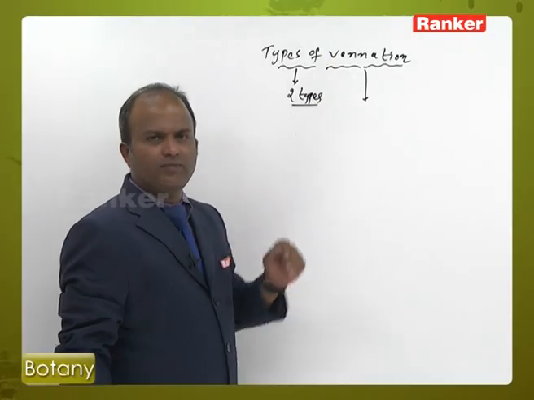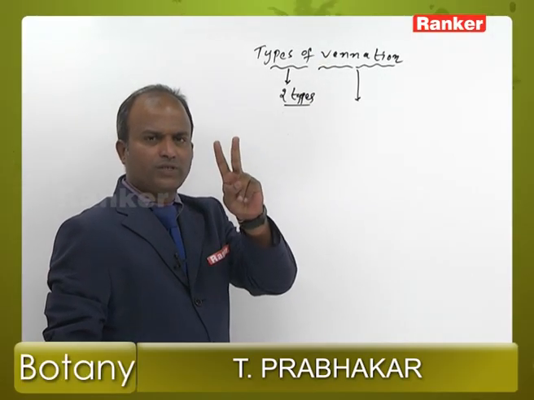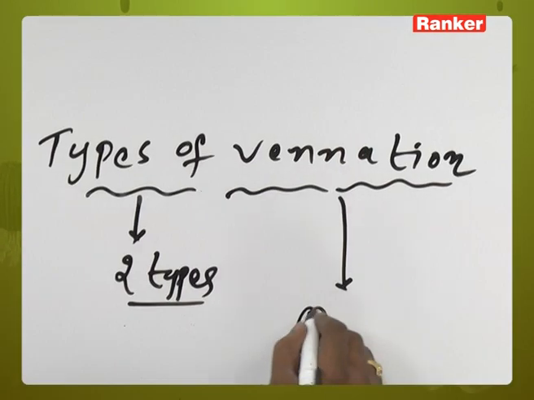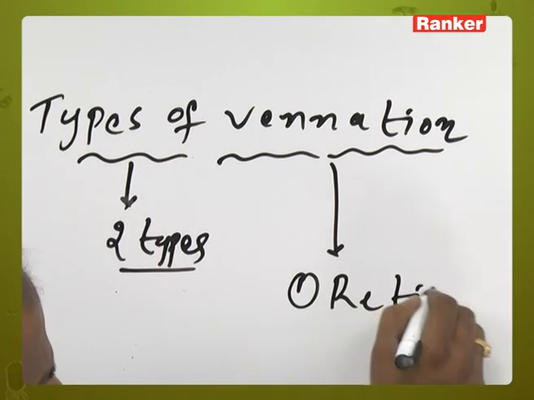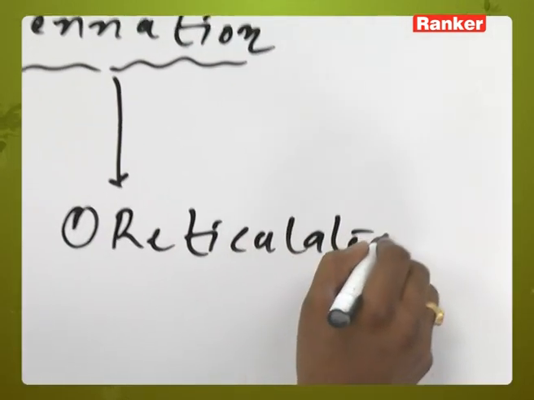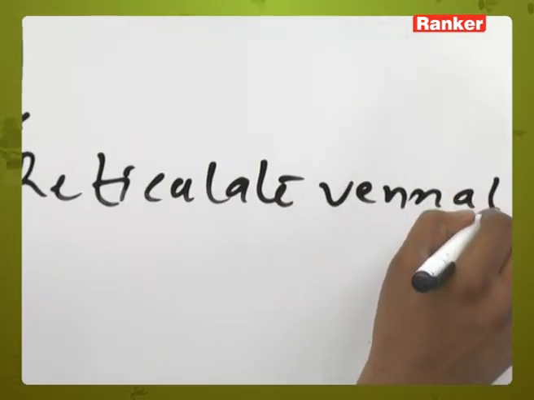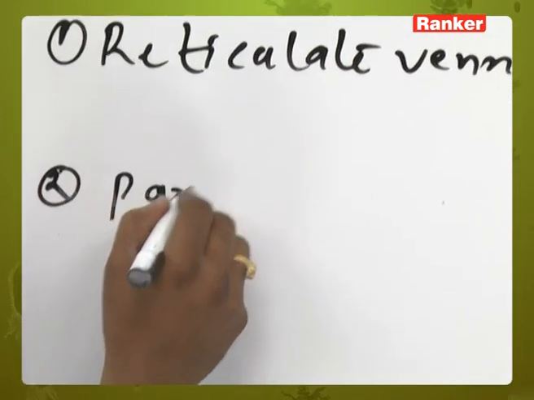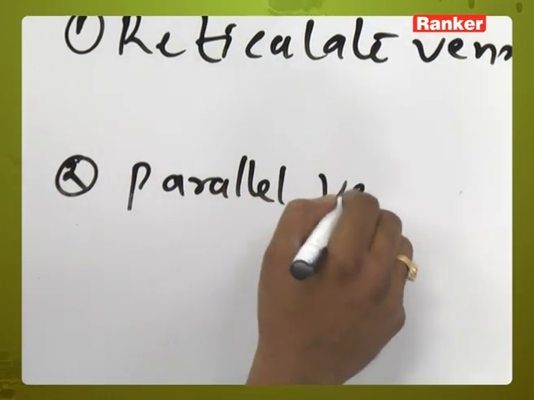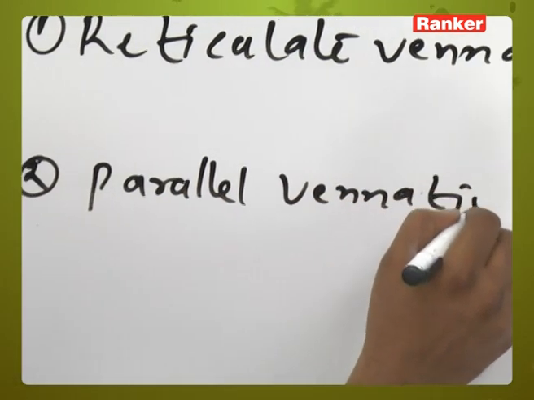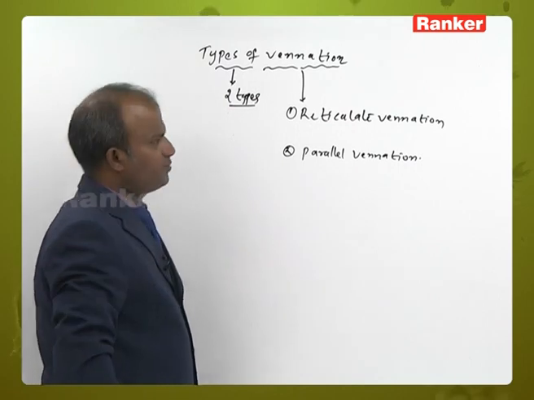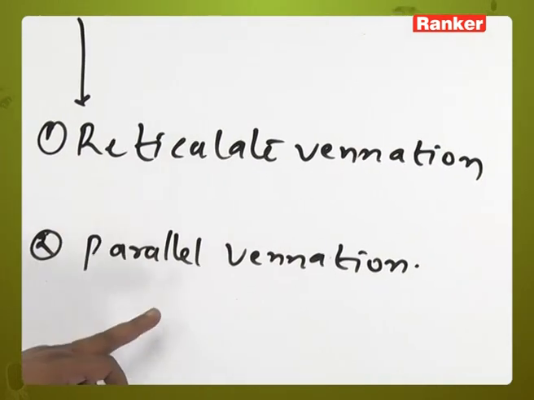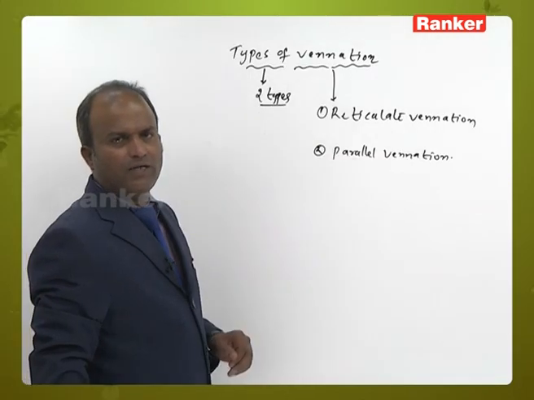Types of venation. How many types of venation are there in leaves? Two types. What are the two types? One is reticulate venation, and the other is parallel venation. So venation is of two types. The first one is reticulate venation, and the second one is parallel venation.